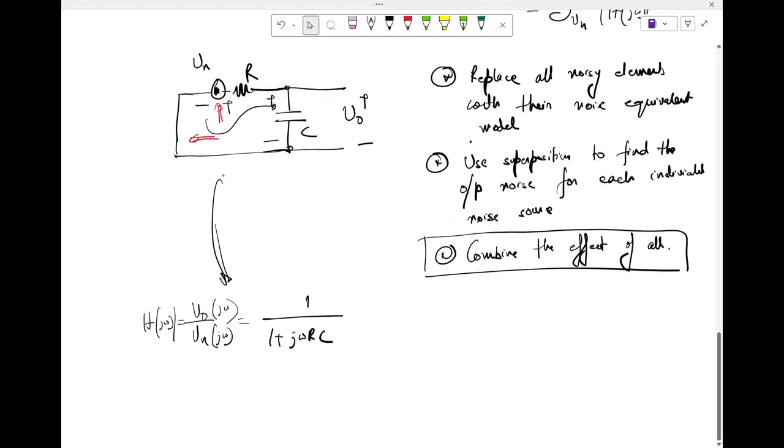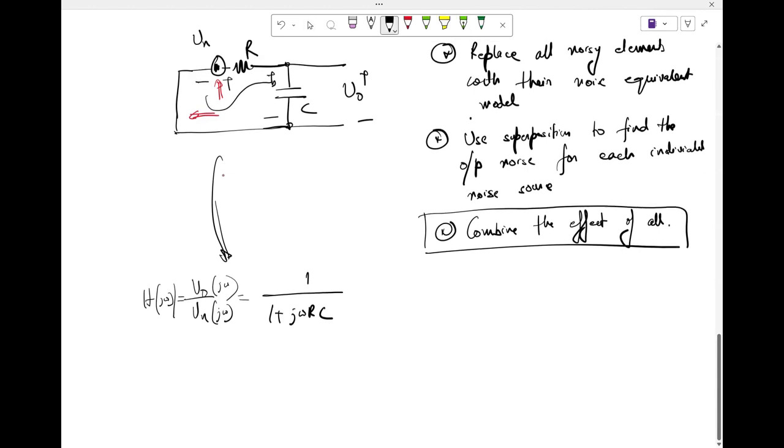So what will be your power spectral density at V0? So S_Vn0, I should say, because I'm talking about noise, so I should always subscript it with n. So S_Vn0 will be the power spectral density of Vn, which is 4kTR, divided by 1 plus omega squared R squared C squared, because I'm taking the mod of that, mod of 1 by j omega RC squared.